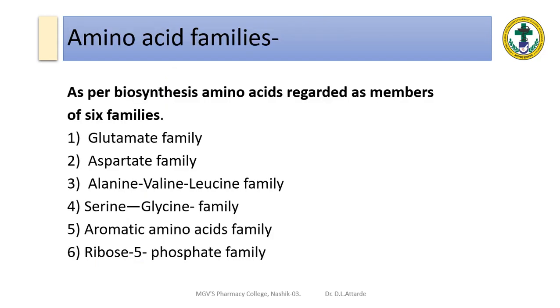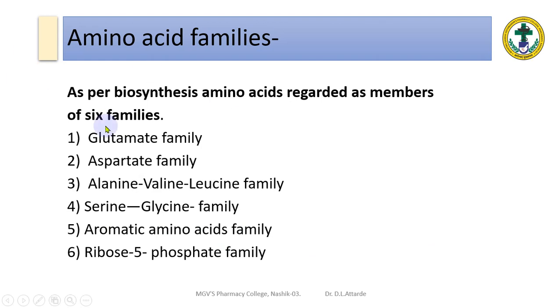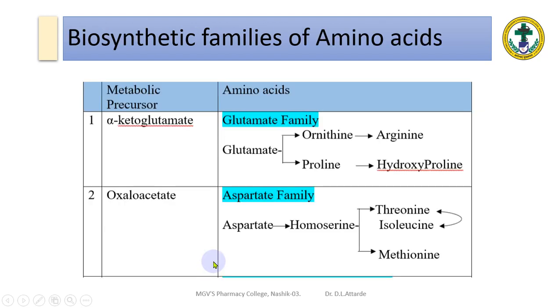As per the biosynthesis, amino acids are regarded as members of 6 families. These 6 families are the glutamate family, which we just saw, the aspartate family, the alanine, valine, leucine family, the serine, glycine family, the aromatic amino acid family, and the ribose 5-phosphate family. We'll see this again in detail, which is a metabolic precursor.